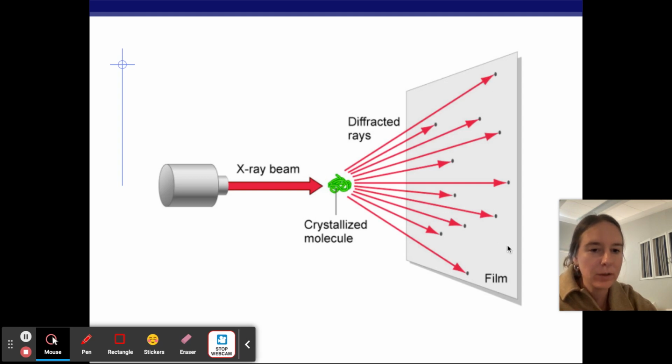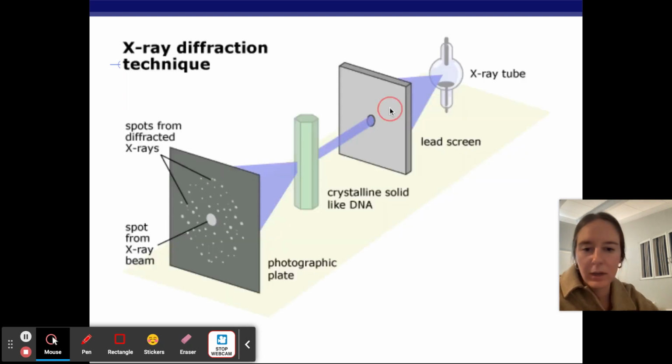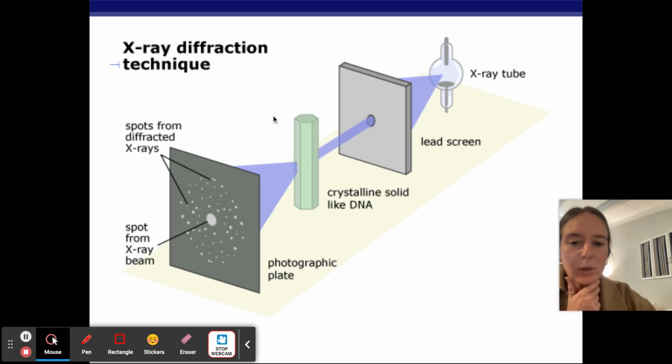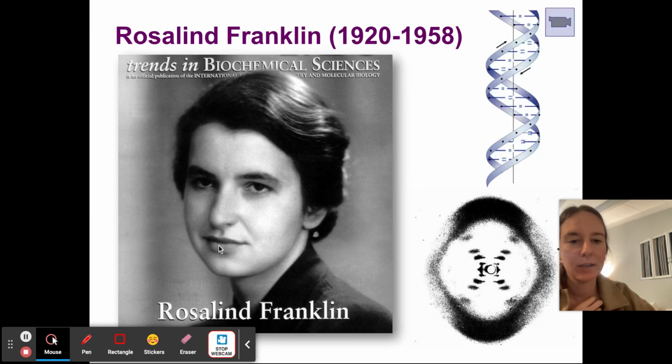You have a film or a piece of paper on the other side of the molecule, and it's going to trace where these particles end up after they're diffracted. Here's another picture, from another direction. Here's an X-ray tube, shooting out small particles. Here is a lead screen filtering them in one direction. Here's a molecule, or a solid made up of molecules, maybe like DNA. As the X-ray particles pass through the crystal, they're diffracted. They scatter as they pass through, and they form a pattern of spots on the film on the other side. And you're going to get something that looks kind of like this.